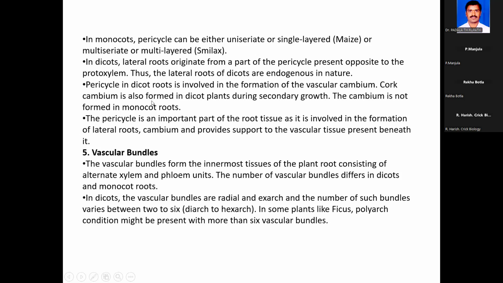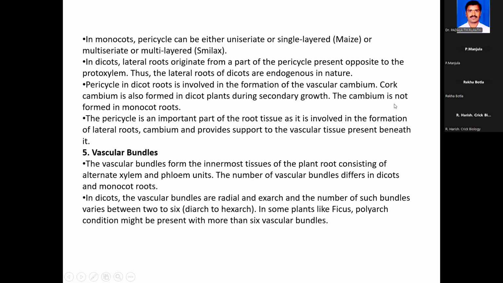The pericycle in dicot roots is involved in the formation of vascular cambium and cork cambium during secondary growth. Cambium is not formed in monocot roots. So the pericycle in dicots is involved in the formation of vascular cambium and cork cambium. Generally in dicots, secondary growth is seen, whereas in monocots, secondary growth is absent.